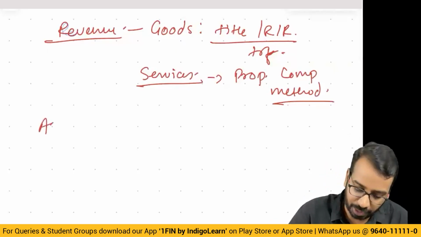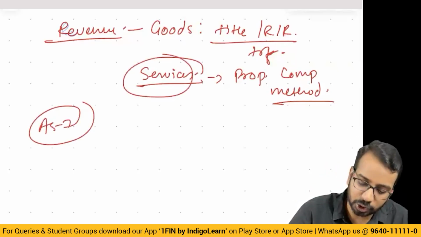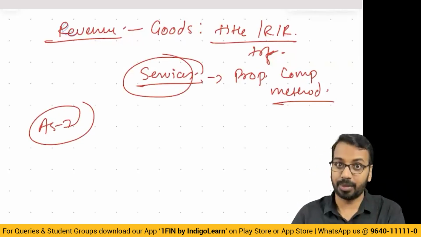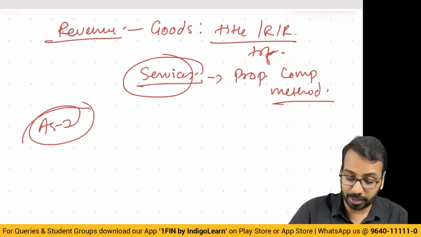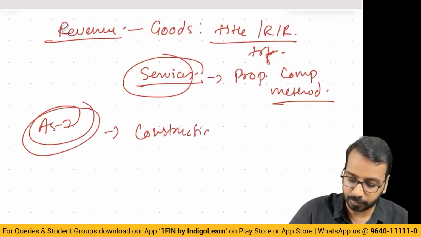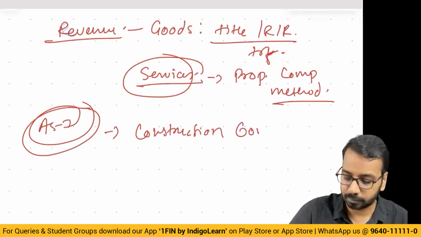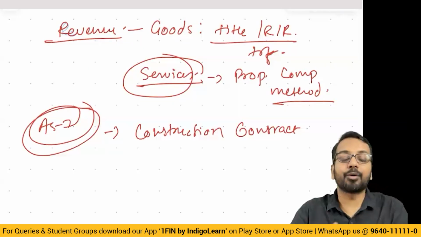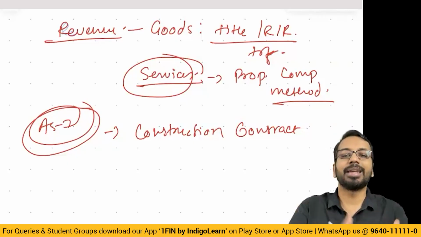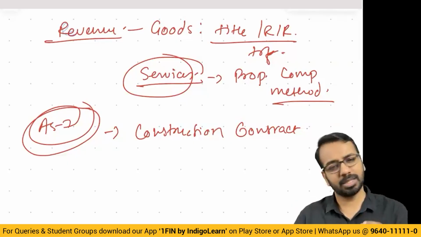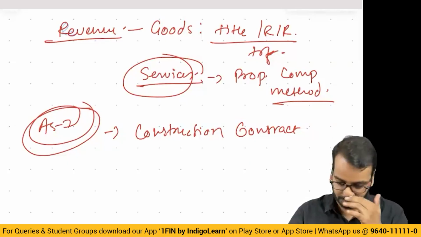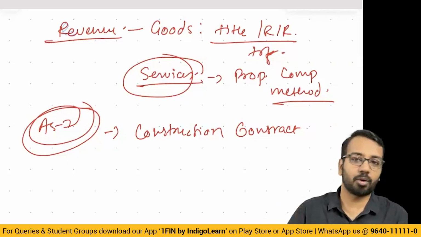Now, when we come to accounting standard 7, this is also a kind of service. This is also a kind of service which is provided. But when we come to accounting standard 7, which deals with construction contract, I am providing some kind of services. You approached me, you asked me, can you construct a building for me? I said, okay, I'll construct a building for you. This is the cost.